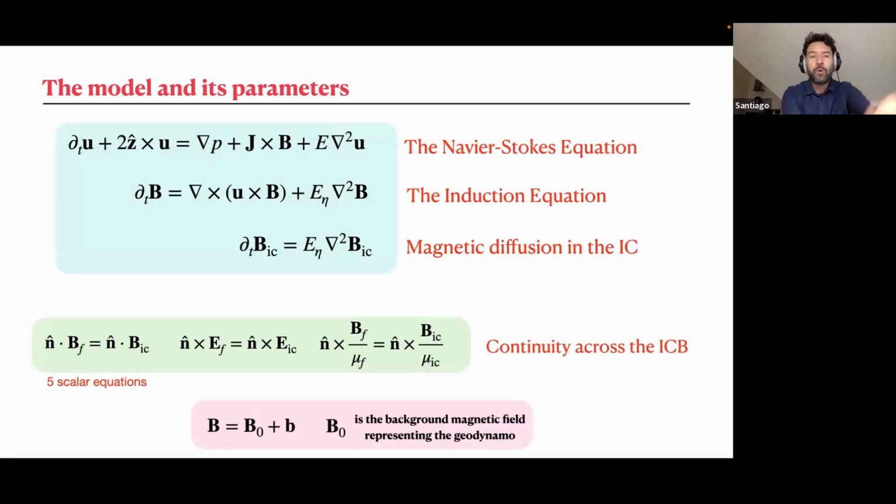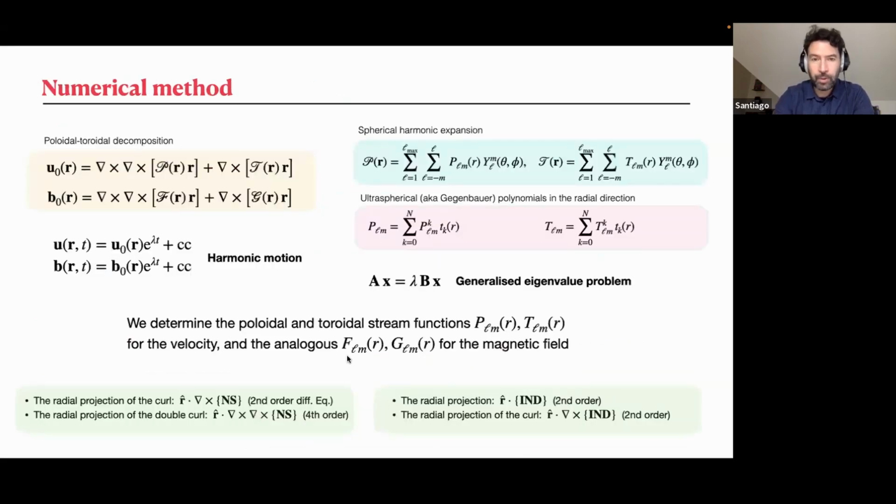Okay, and so for our model, we're basically going to solve these 3 equations. The Navier-Stokes equation for the motion of the fluid, the induction equation for the magnetic field, this in the outer core, in the fluid core, and in the inner core, which we take as electrically conductive, then we simply solve the magnetic diffusion equation. In the future, we're going to put in as well the angular momentum balance between the mantle and the inner core. But so far, we haven't gotten to that stage yet. And we have our boundary conditions, continuity of the magnetic field and the electric field. And we take a static background magnetic field that is going to represent the geodynamo.